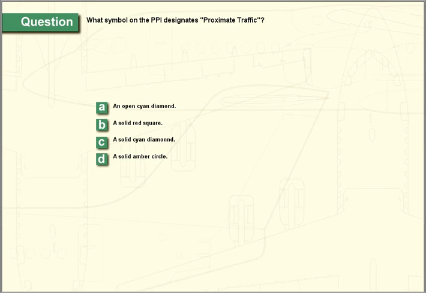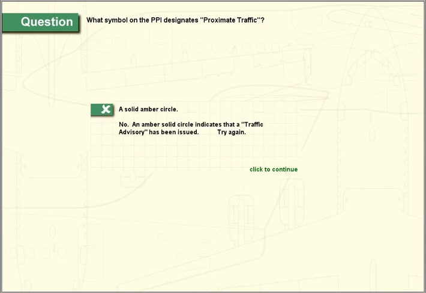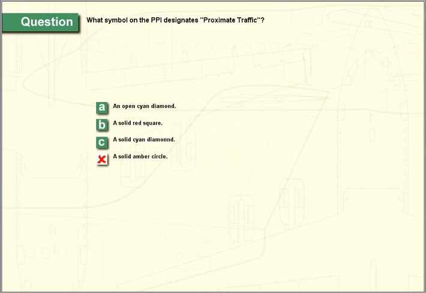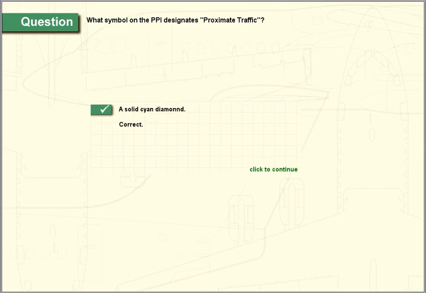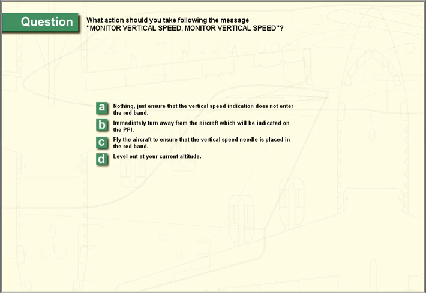What symbol on the PPI designates proximate traffic? What action should you take following the message, "Monitor vertical speed, monitor vertical speed"?